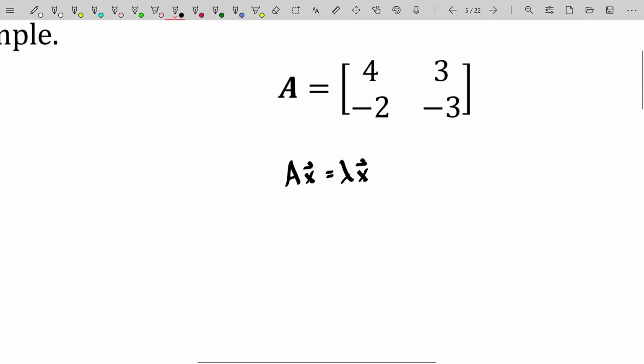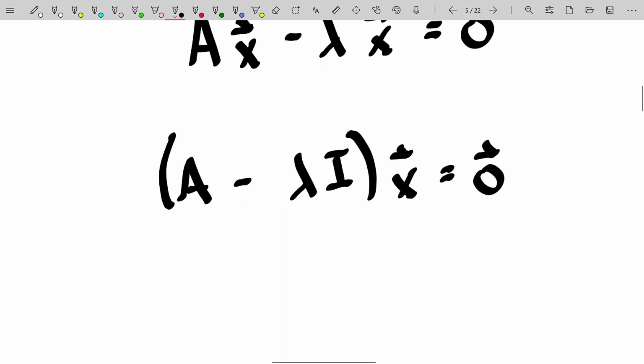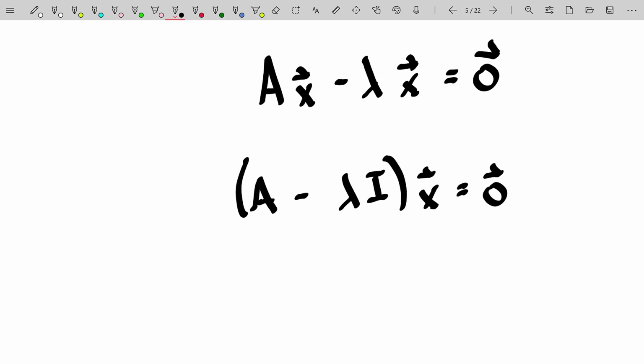To do so, we'll just subtract lambda X from both sides. We'll factor out X. We'll recall that we have to put the identity matrix on that lambda, otherwise that subtraction in there is completely bunk. So we get to this point right here.